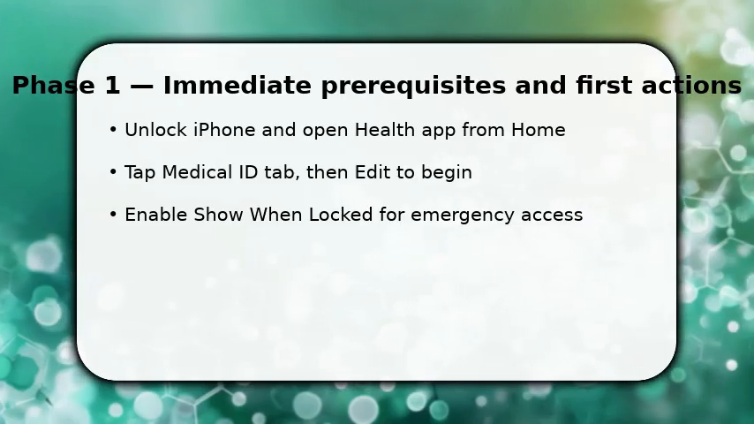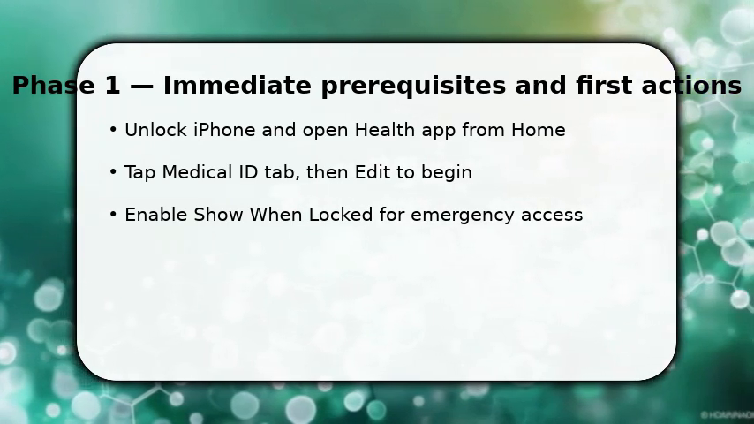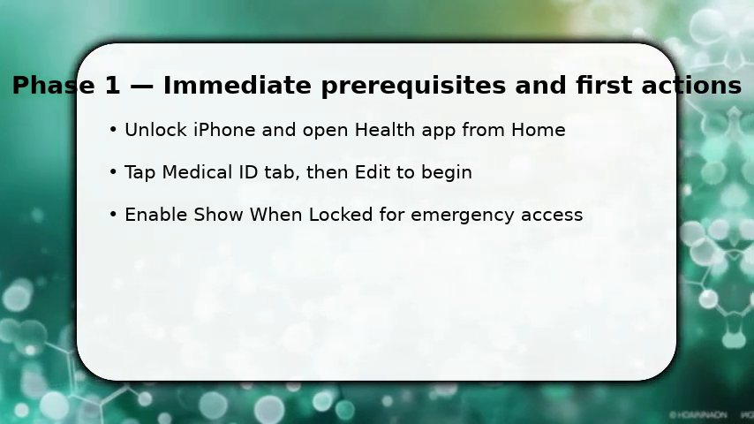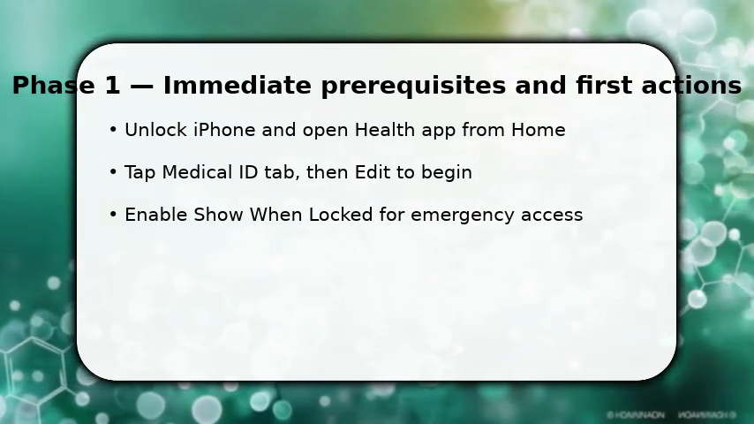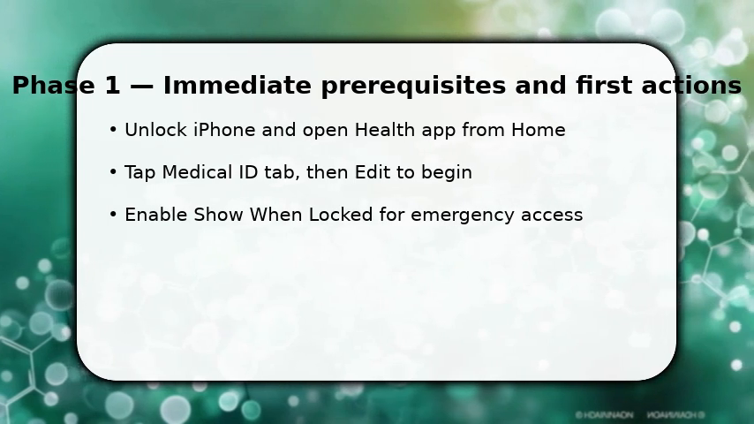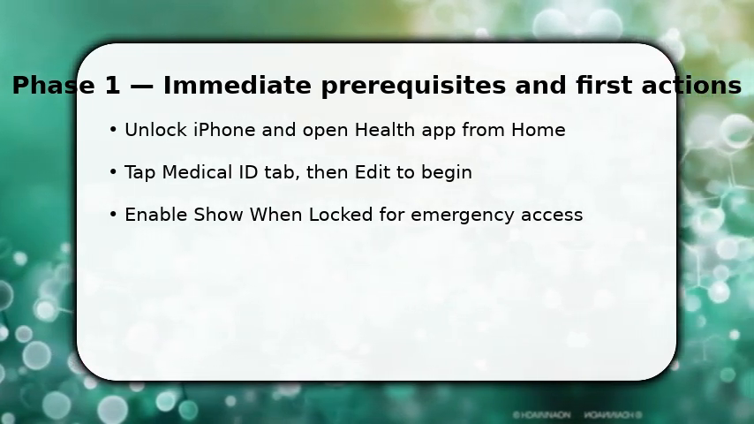You start in the Health app, open it and tap Medical ID. This is where first responders read your info. Once done, press Edit to add details. Include full name, DOB, and emergency contacts because accuracy matters. Make sure to enable Show when locked so your ID appears on the lock screen without unlocking the phone.